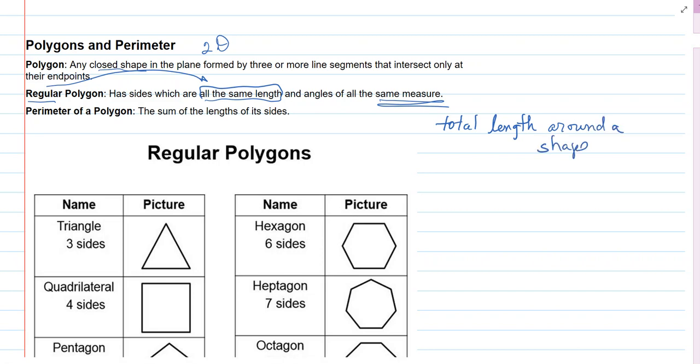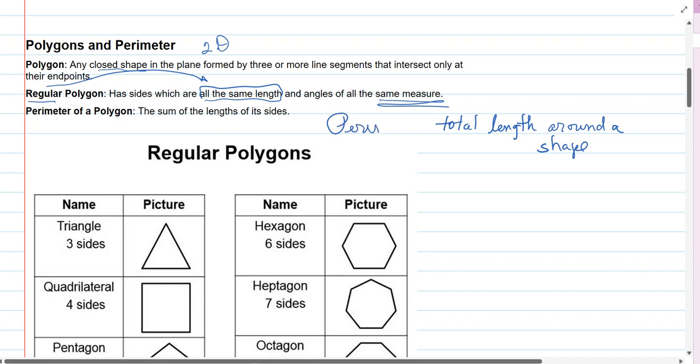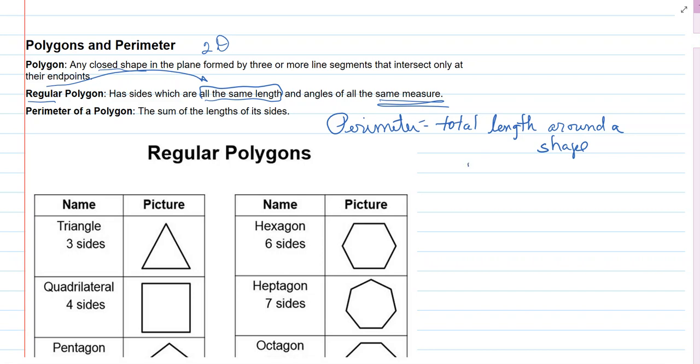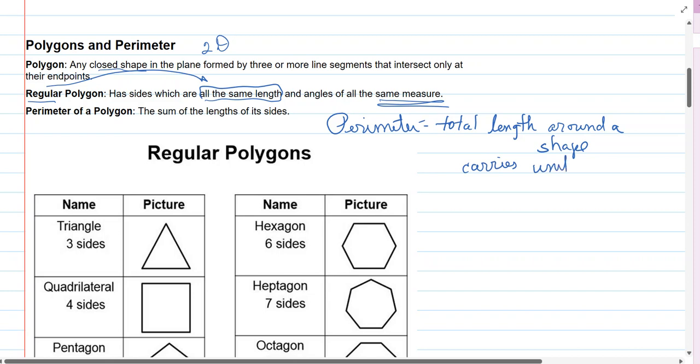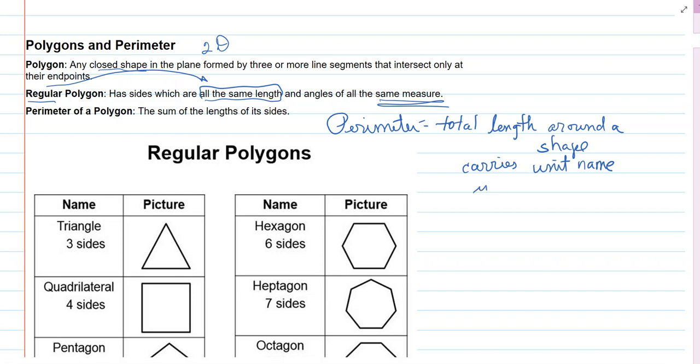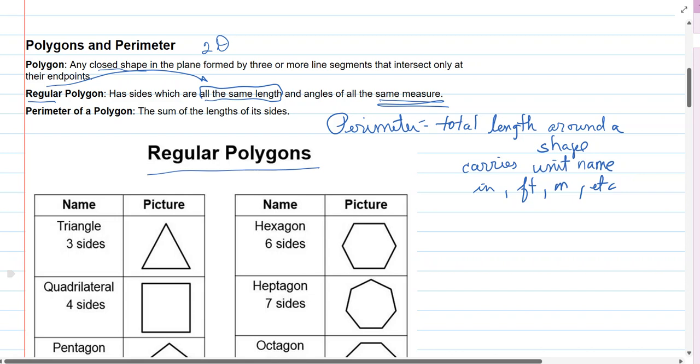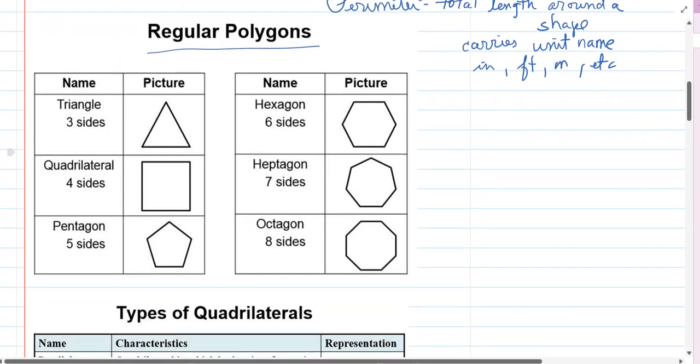So that is a perimeter, the sum of the sides. And it carries the name of the units. And in this case, we're talking about inches, feet, meters, etc. Linear measurements. Well, under regular polygons, we have these names. And these are recognition of design of these shapes.